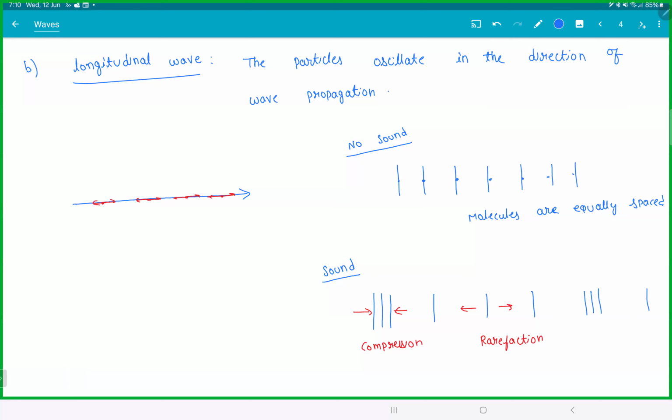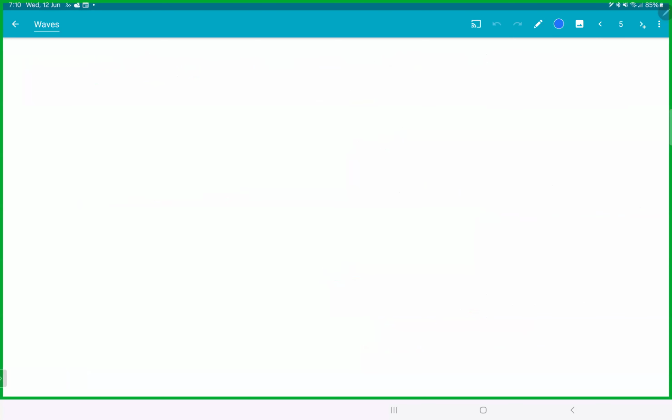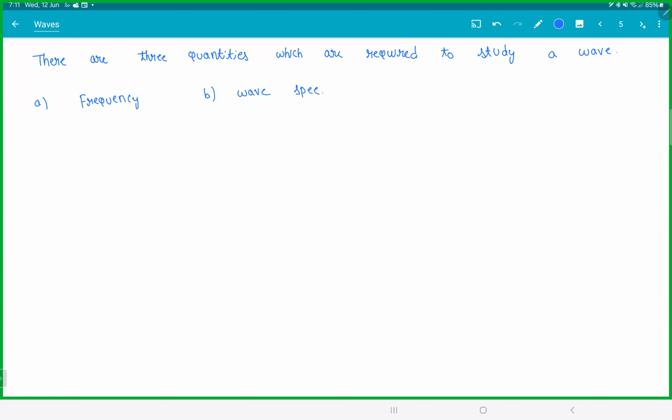Helps. Next thing. So whenever you talk about waves, there are three properties. If you know these three quantities about a wave, you know everything about the wave. There are three quantities which are required to study a wave. So if you give me these three quantities, I know everything about the wave. The first one is frequency. The second one is wave speed. The third one is amplitude. There. So if you know these three quantities about a wave, you have all the information.